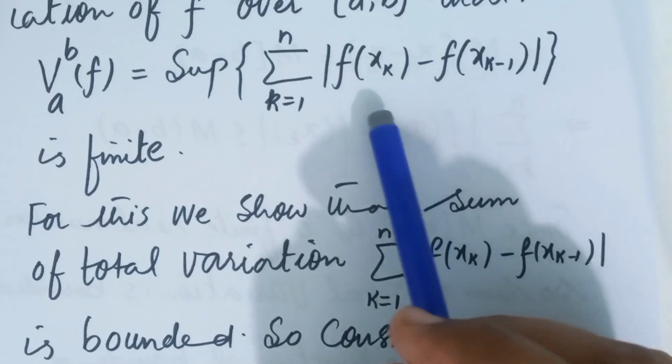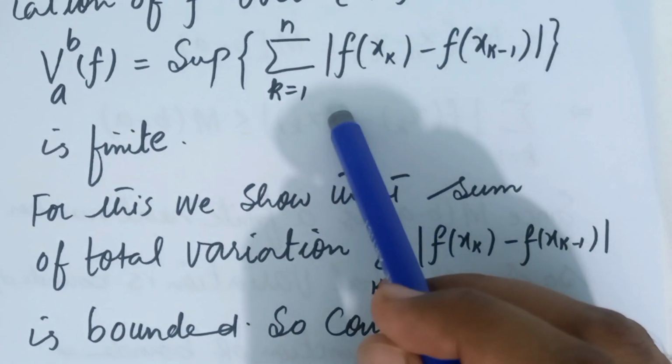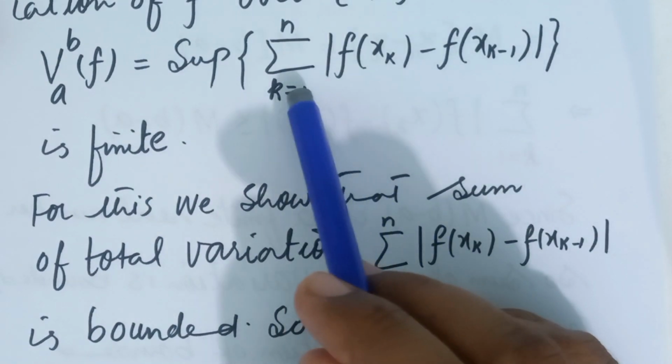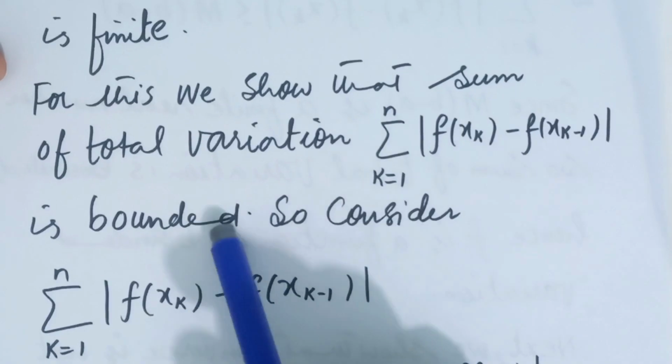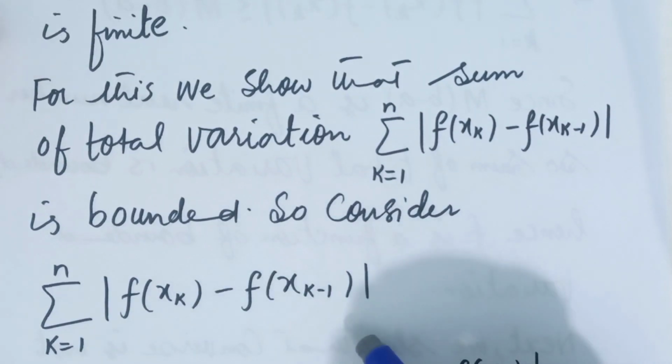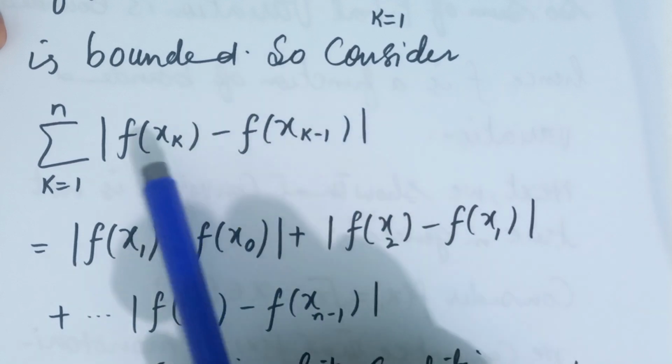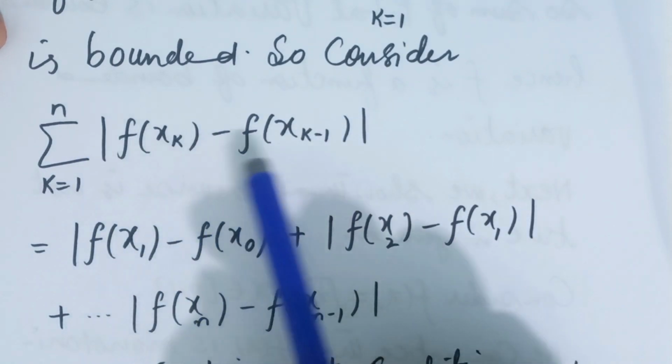So our target is to show that if this sum of variation is bounded, then f is a function of bounded variation. So consider the sum k equal to 1 to n of f of x_k minus f of x_(k-1).